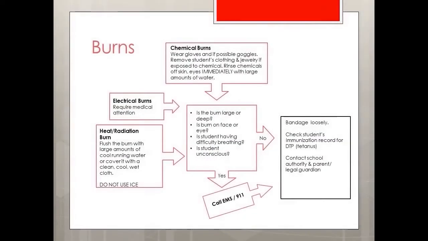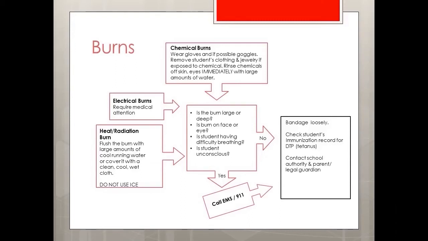A burn is an injury to the skin caused by heat, radiation, chemical, or electricity. Always make sure the situation is safe before helping a student. Heat burns most often occur from scalding liquids, steam, fire, flame, or hot objects. The most common type of radiation burn is sunburn. Chemical burns are caused by corrosive or caustic substances. Electrical burns are caused by contact with electricity.